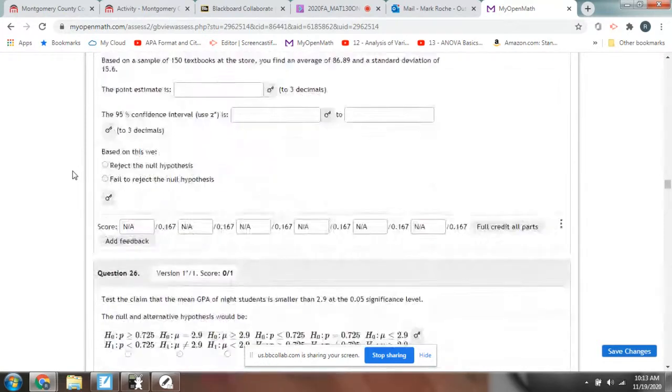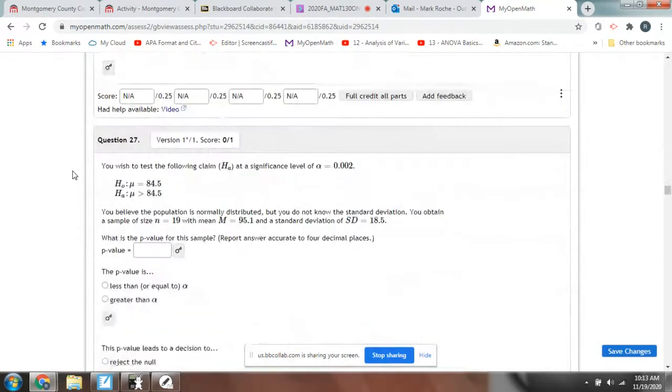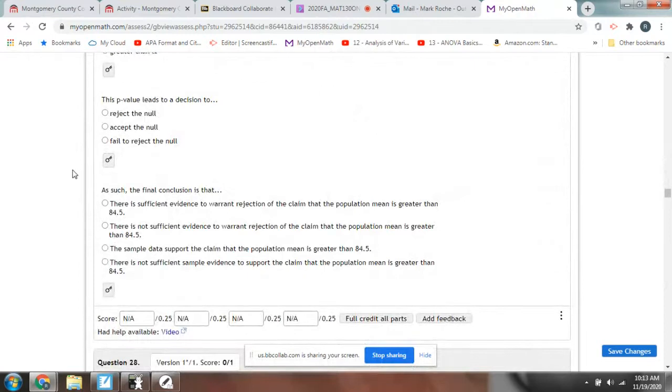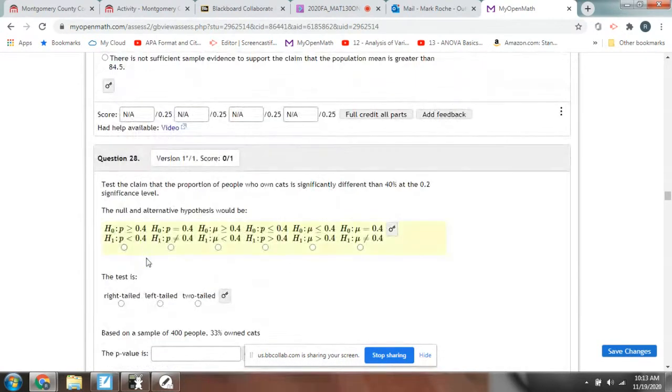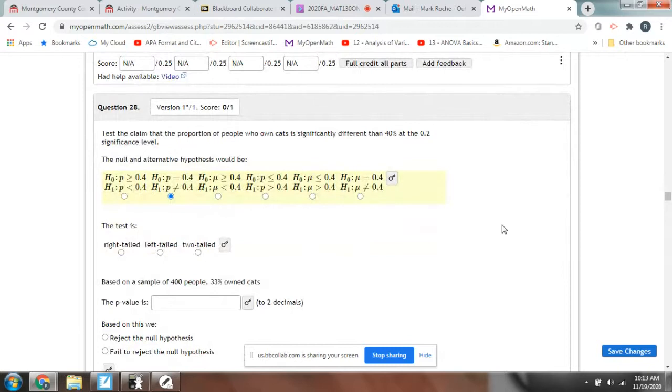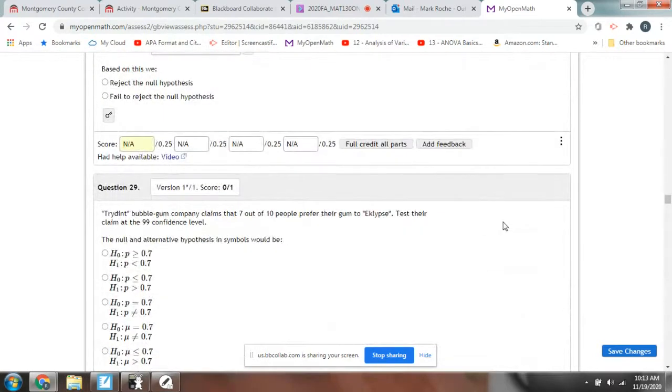What are the other ones you'd like to see? Any individual questions you have while you're working, you can send me those as well. That's kind of an overview of everything you're going to see. So for some of these practice problems, like number 28, it says test the claim that the proportion of people who own cats is significantly different than 40%. So the proportion would be equal to 40%, and you're trying to show that it's not 40%. The rest of them should make more sense than what we did, but I don't know why that was like that. But you just send me any questions you have besides those.